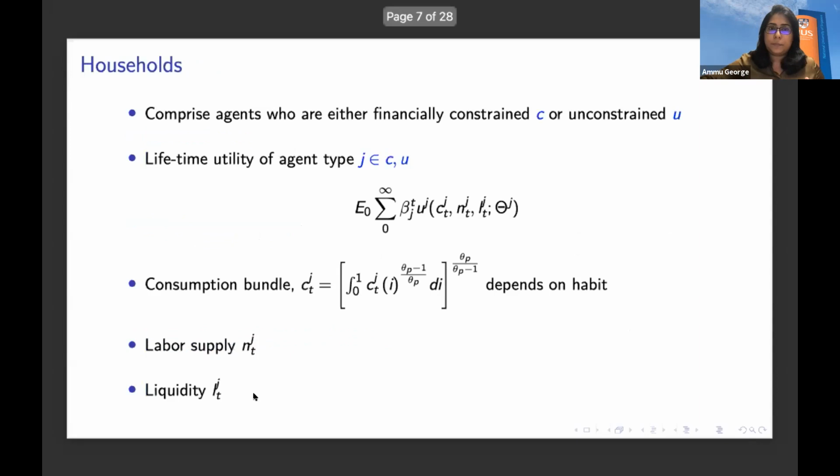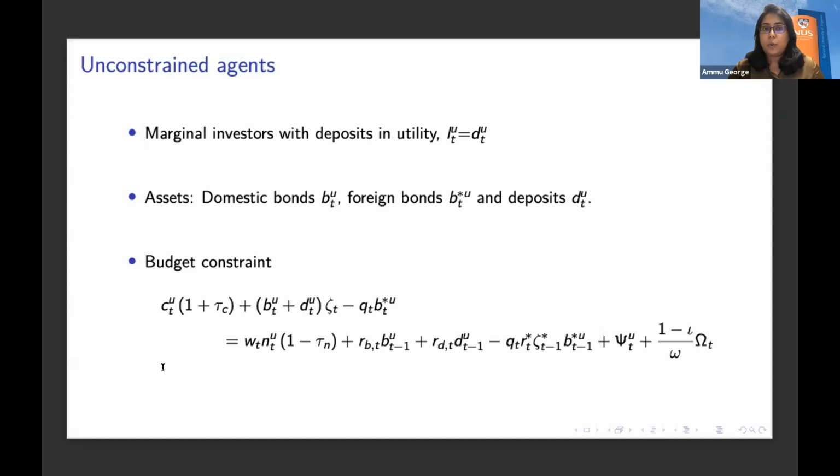The households in our model comprise agents who are either financially constrained or unconstrained. Both these agents aim to maximize their lifetime utility, and their lifetime utility depends on their consumption bundle, which follows a habit formation. The utility function also depends on their labor supply as well as the liquidity services that are available to them. Unconstrained agents who are part of the household are the marginal investors in the sense that they are primarily interested in investing and getting returns from the assets. So their liquidity service comprises only of deposits. They do not hold CBDC because they are not interested in payment modes, rather in earning interest on the assets. So the assets held by the unconstrained agents are domestic bonds, foreign bonds, and deposits.